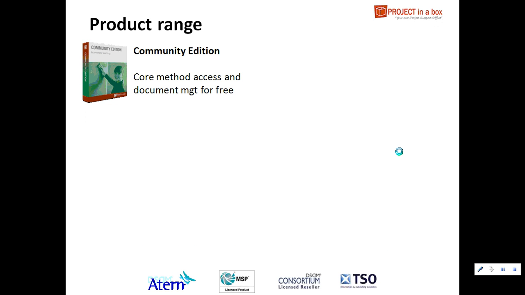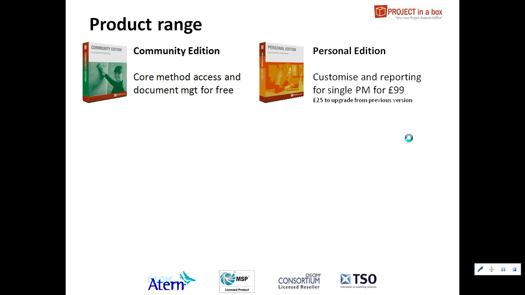So just to put this in context, most people come to Personal Edition after Community Edition, our completely free product. It does all the same core document management capability as the Personal Edition we're going to look at. You can use it for free, but you can't tailor or customize any of the methods, and it doesn't do any reporting. Personal Edition, what we're just going to have a look at, you can buy new for £99.